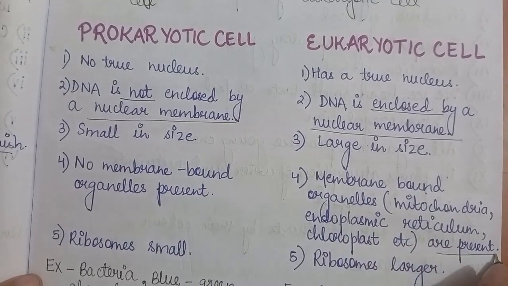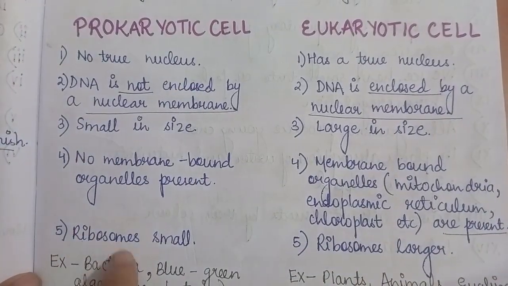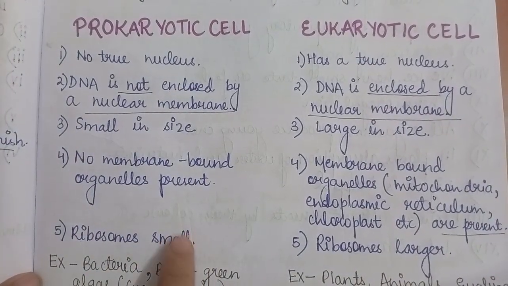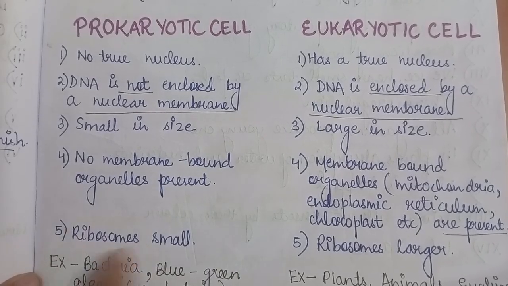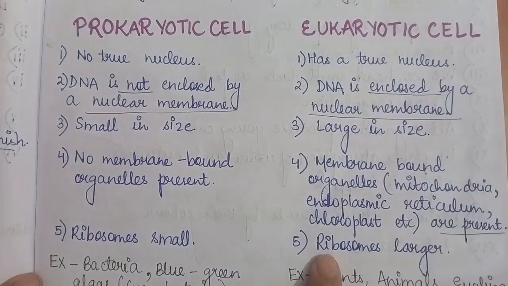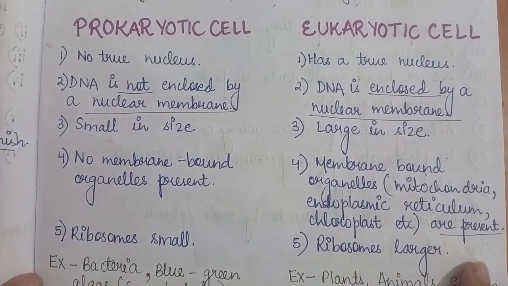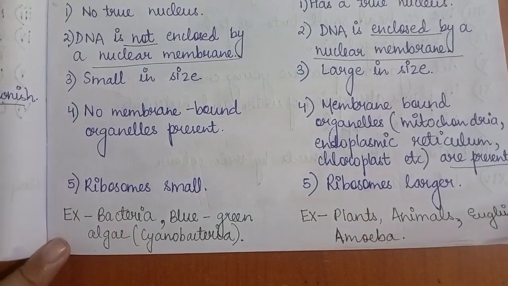chloroplast are present. Now in prokaryotic cells, ribosomes are small. Generally they are of 70S unit. You don't need to remember this. Just remember this point that ribosomes are smaller, and in eukaryotic cells ribosomes are larger. 80S subunit ribosomes are found. Now let's see the examples.